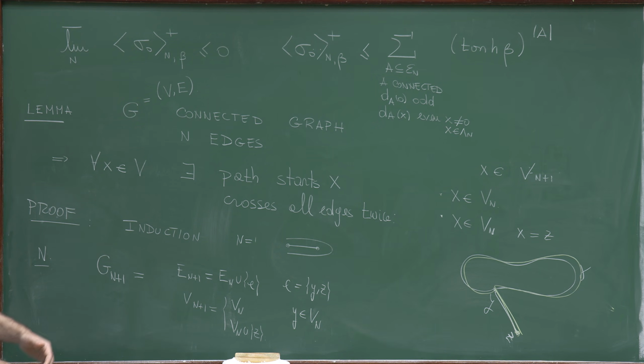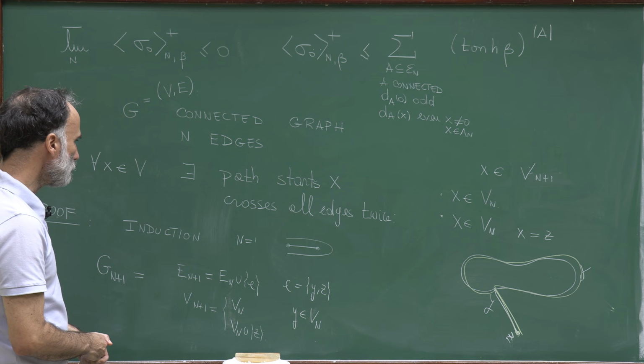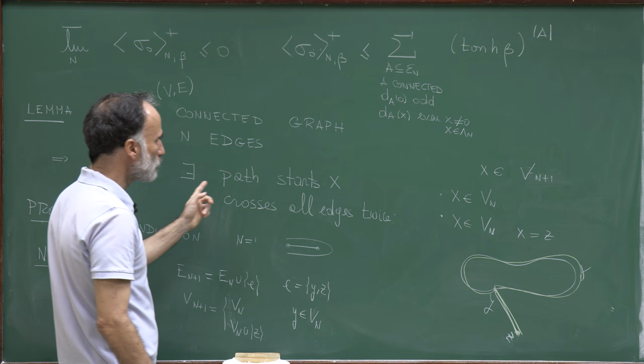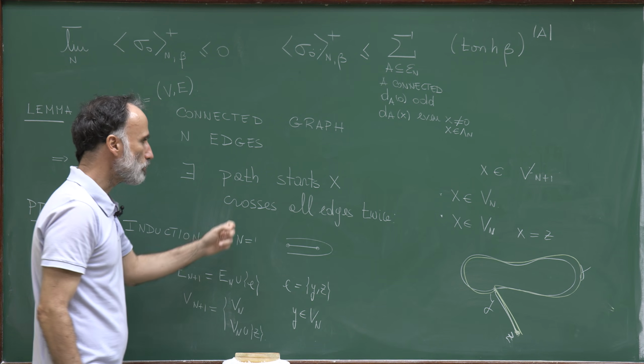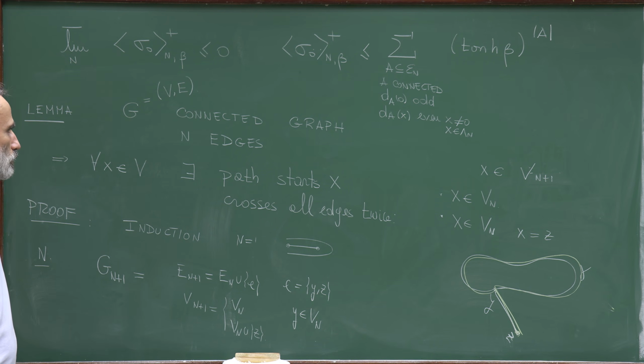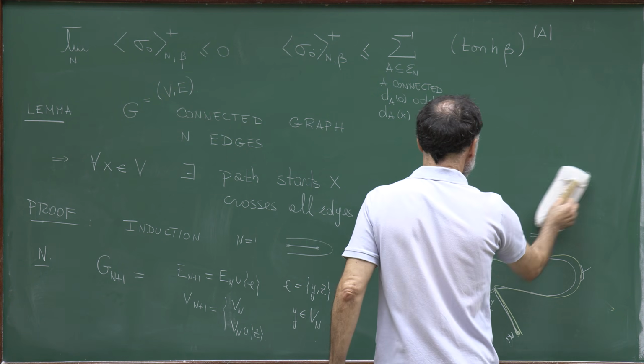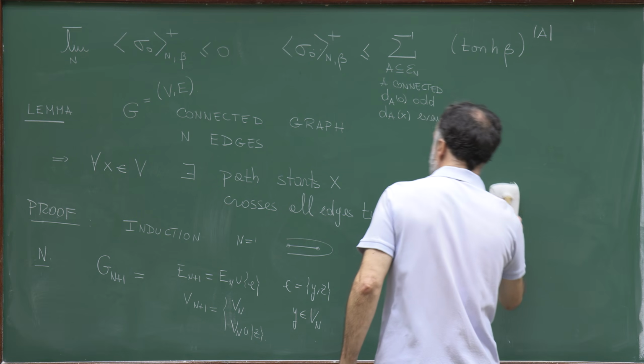So for any vertex, it's always possible to construct a path which crosses all edges of the graph twice, if the graph is connected and finite.